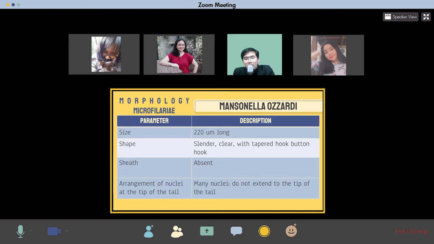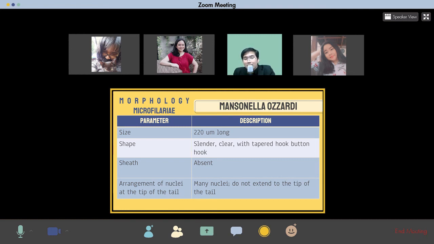Now, moving on to the morphology of Mansonella ozzardi microfilariae, they are characterized to be about 220 micrometers long, and they are usually slender, clear, and have a tapered or button hook tail. It is noted that these microfilariae are unsheathed. As for their nuclei arrangement, there are many nuclei present in the body of the microfilariae. However, they do not extend to the tip of the tail.